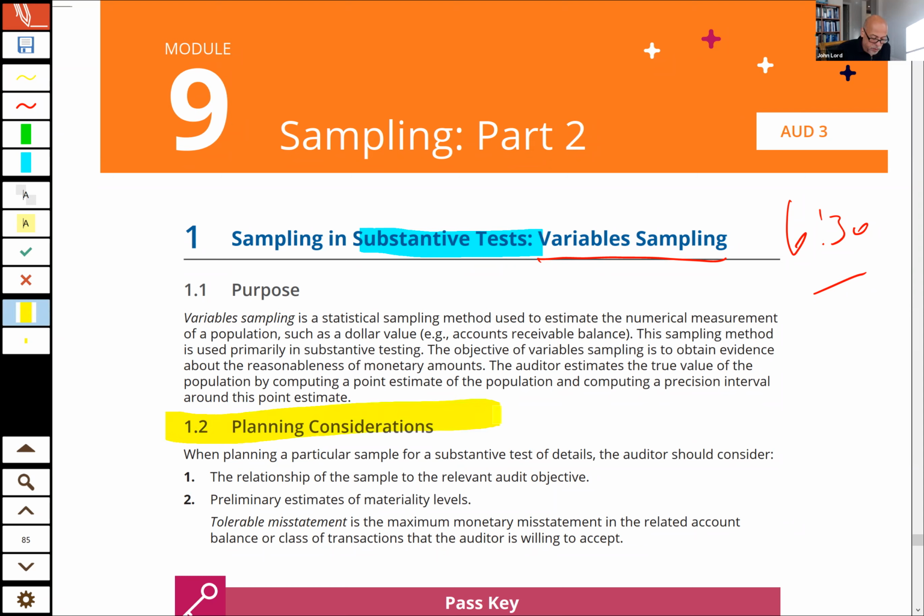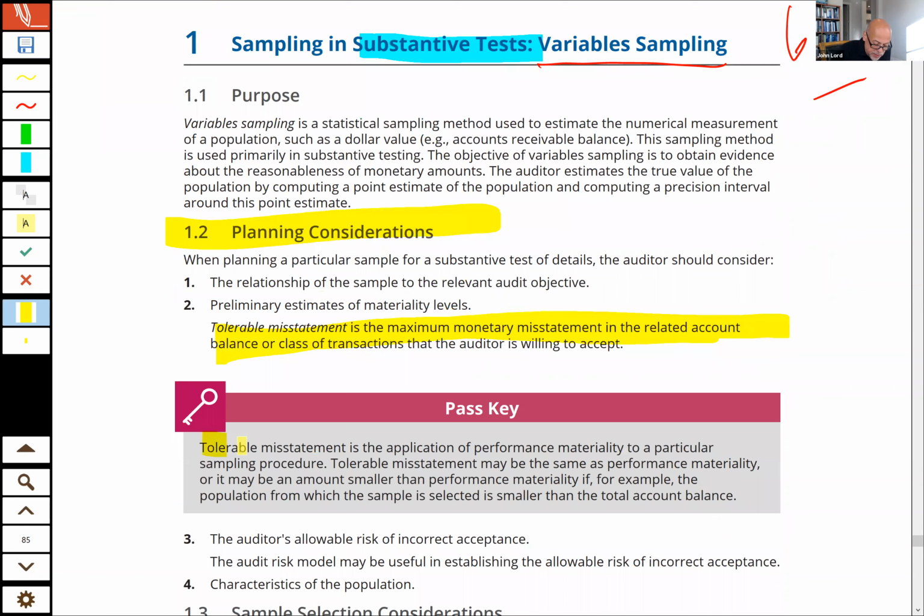So we're going to, again, talk about some planning considerations, and we're going to talk about tolerable misstatement. Just like tolerable deviation rate was the maximum rate of deviation that the auditor would accept and still believe that the control has operating effectiveness, now tolerable misstatement is the maximum amount of misstatement you will accept without believing that the population is materially misstated. Remember, we defined that back in chapter 2 when we said that tolerable misstatement is basically our materiality being applied to a sampling procedure.